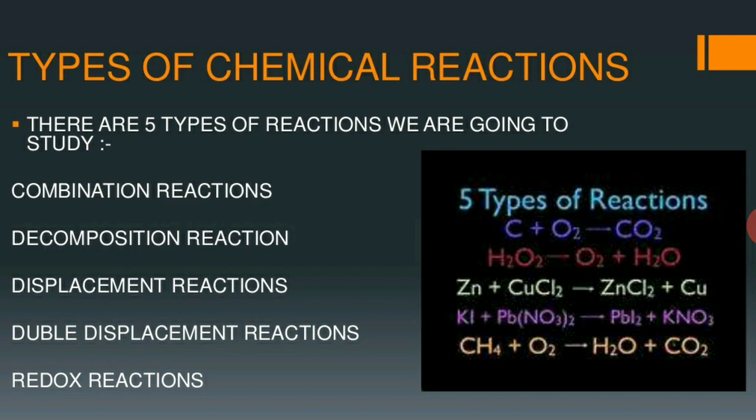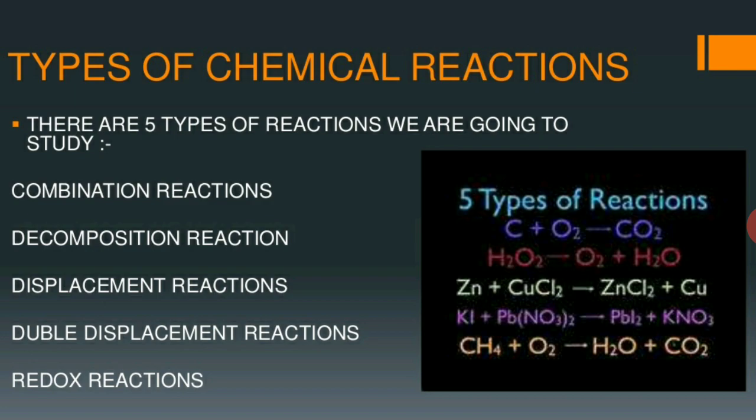Next, in this chapter, we have to discuss different types of chemical reactions. Chemical reactions are of different types. First one, combination reaction. Second one, decomposition reaction. Third one, displacement reaction. Fourth one, double displacement reactions. Fifth one, redox reactions.